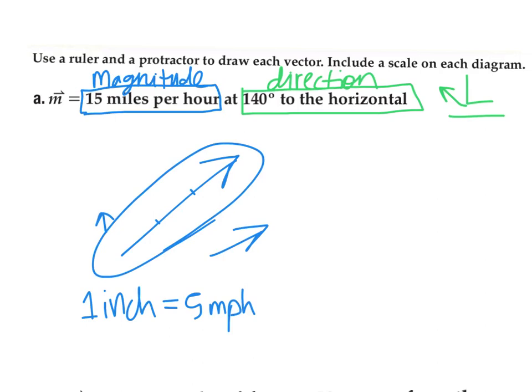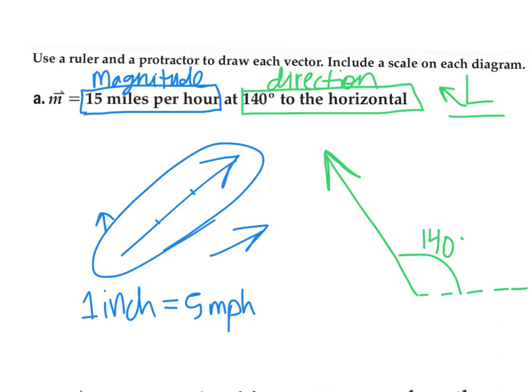So I'm going to estimate, and I'm going to draw this line here. I'm going to pretend that that line is 140 degrees to the horizontal. And if I could include a protractor in this video, then I would make it a little bit more exact. But for now, I'm just going to say, you know what, that's 140 degrees. In order to do a vector, we have to make sure that it's 140 degrees, and we have to make sure that it's 15 miles per hour. We have to follow the direction, and we have to follow the magnitude.